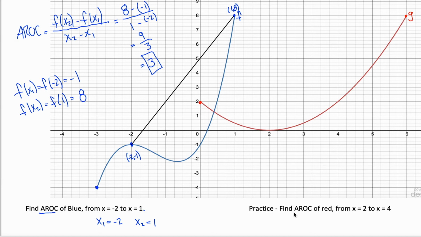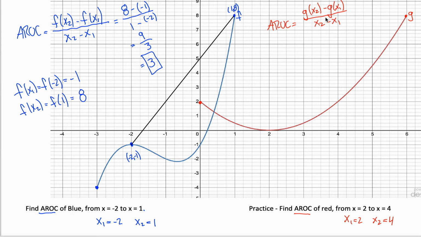Suppose you were asked to find the average rate of change of this function pictured in red, which I'm calling g, from x equals 2 to x equals 4. Again, I'm given 2 x values. Maybe I'll call the first one x1 and the second one x2. My average rate of change formula tells me that the average rate of change is just the difference in the two outputs, which, since my function's name is g, I'll write as g of x2 minus g of x1 this time, divided by the difference in my two inputs, x2 minus x1.